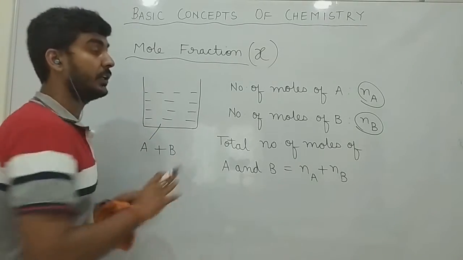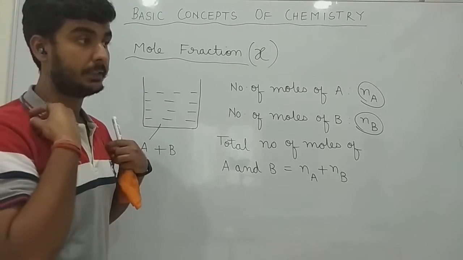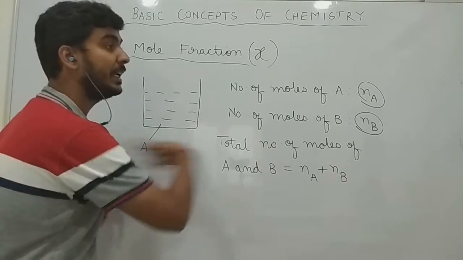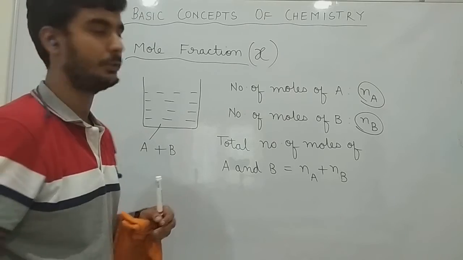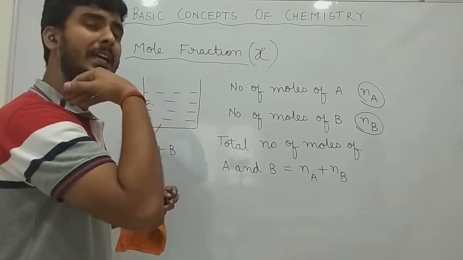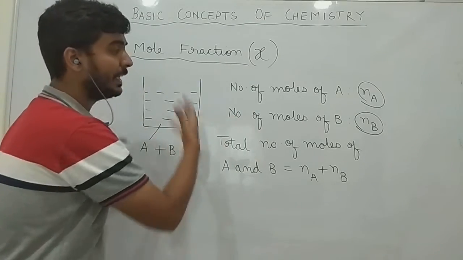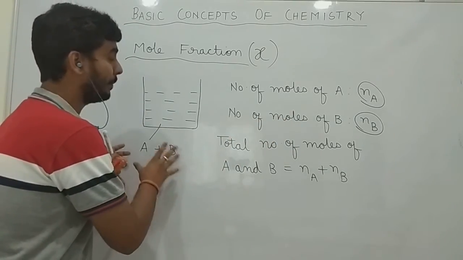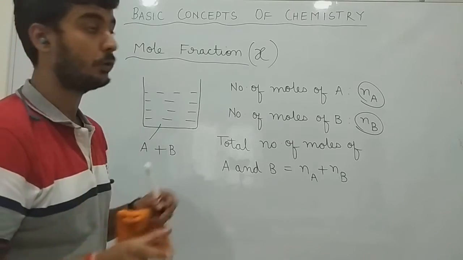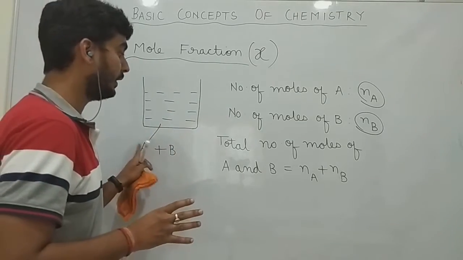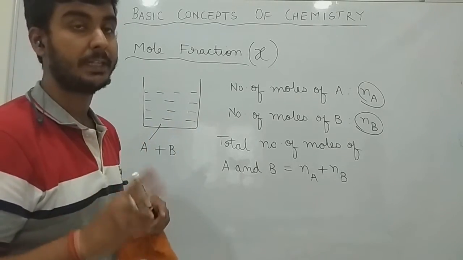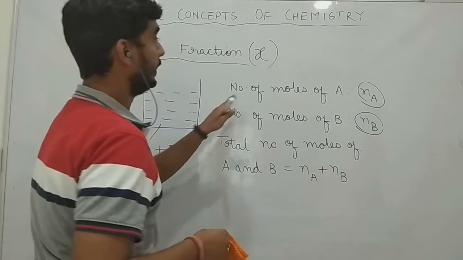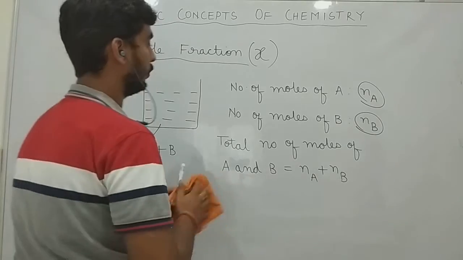Don't think that mole fraction can be found only in solutions where there are two components. No, there can be n number of components forming the solution: A, B, C, D, E, F, G, H. You can take as many components as you want. Just for example, I have taken only two components. So don't think that mole fraction is used only when two components are involved. So we have got the total number of moles.